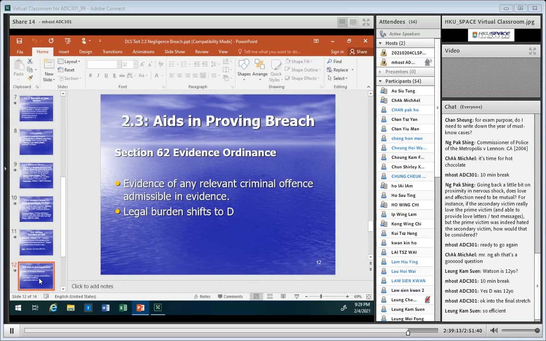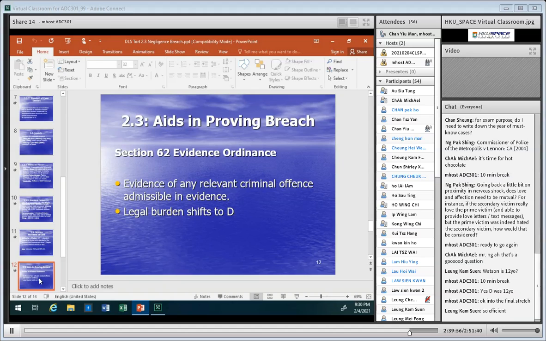So there are two important aids in proving breach of the duty of care. One is section 62 of the Evidence Ordinance. This is not in your course manual. It should be, because section 62 is very important. Section 62 says, evidence of any relevant criminal offence is admissible in the civil action. So what would be a relevant criminal offence? Well, if the driver involved was charged with careless driving or drink driving or any relevant criminal offence, the evidence of that conviction can be adduced as evidence in the civil action.